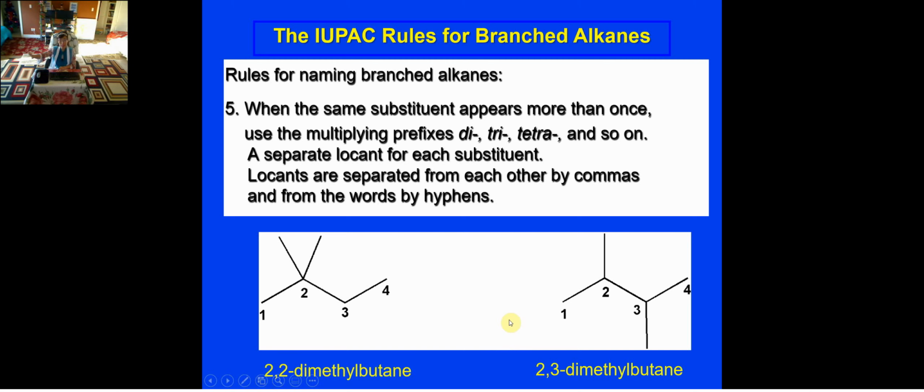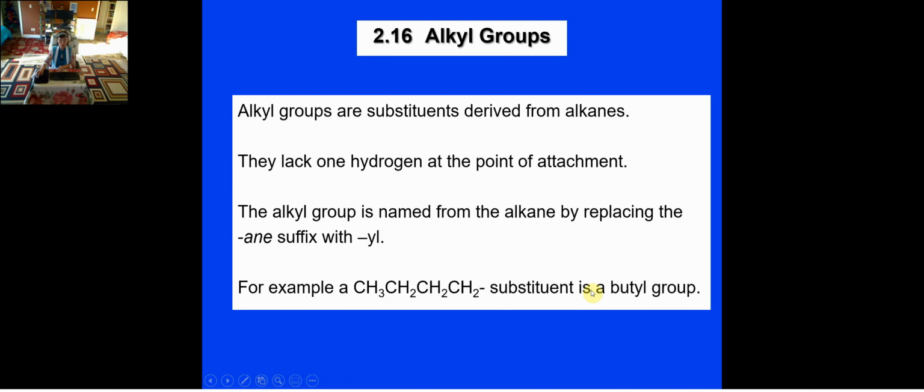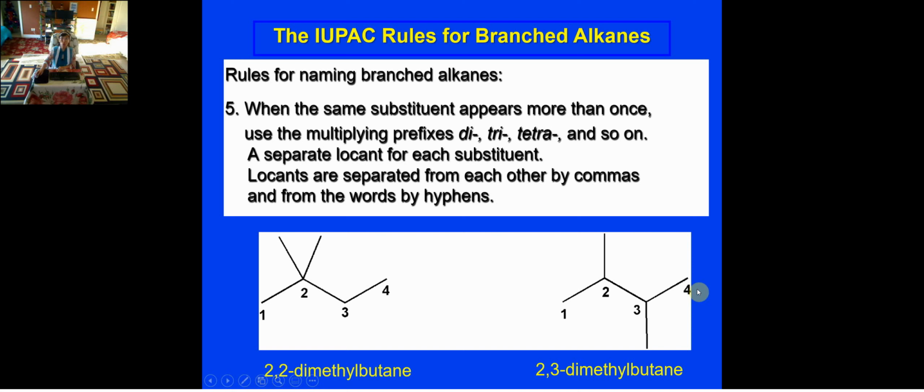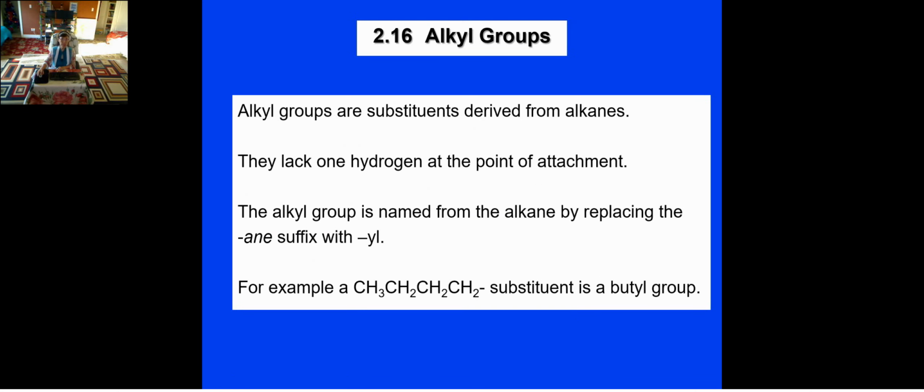The right-hand side, this compound, you also have 4 continuous longest carbon chain, you also call it butane. Number 2, number 3, you have 2 more methyl groups. Therefore, you call it 2,3-dimethylbutane. Between 2 and 3, again, you are going to use a comma to separate them.